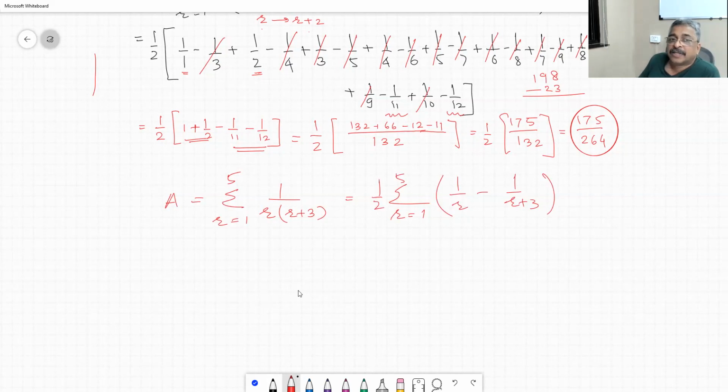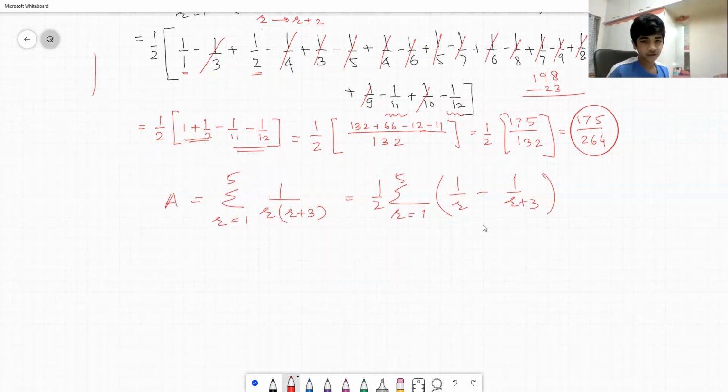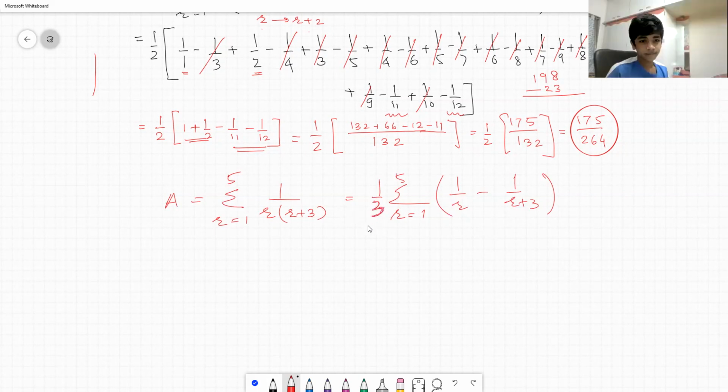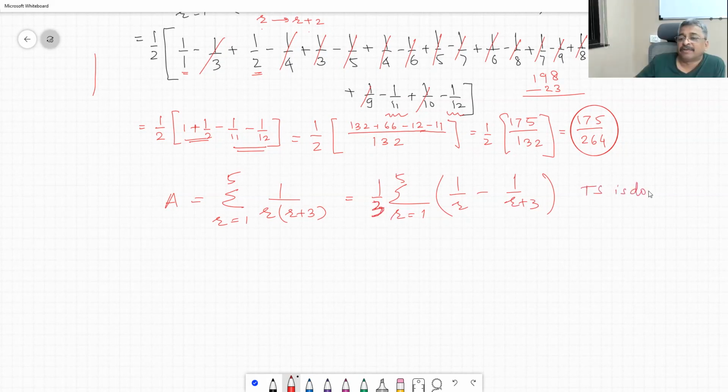This is correct. Now, shall we say telescopic setup is done? Yes, it is. That should be 1 by 3, no? 1 by 3. Sorry, instead of 1 by 3. So, telescopic setup is done.